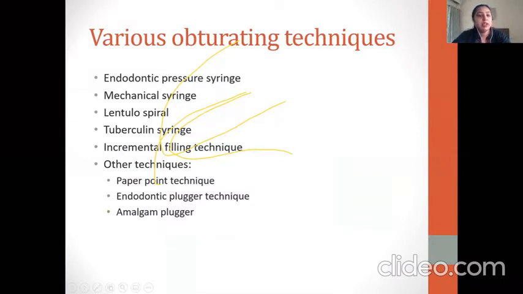Fine. So various obturating techniques are using endodontic pressure syringe, mechanical syringe, spiral, tuberculin syringe, incremental filling techniques, and other techniques like paper point, endodontic plugger technique, and amalgam plugger. Now we'll go one by one to each of them.